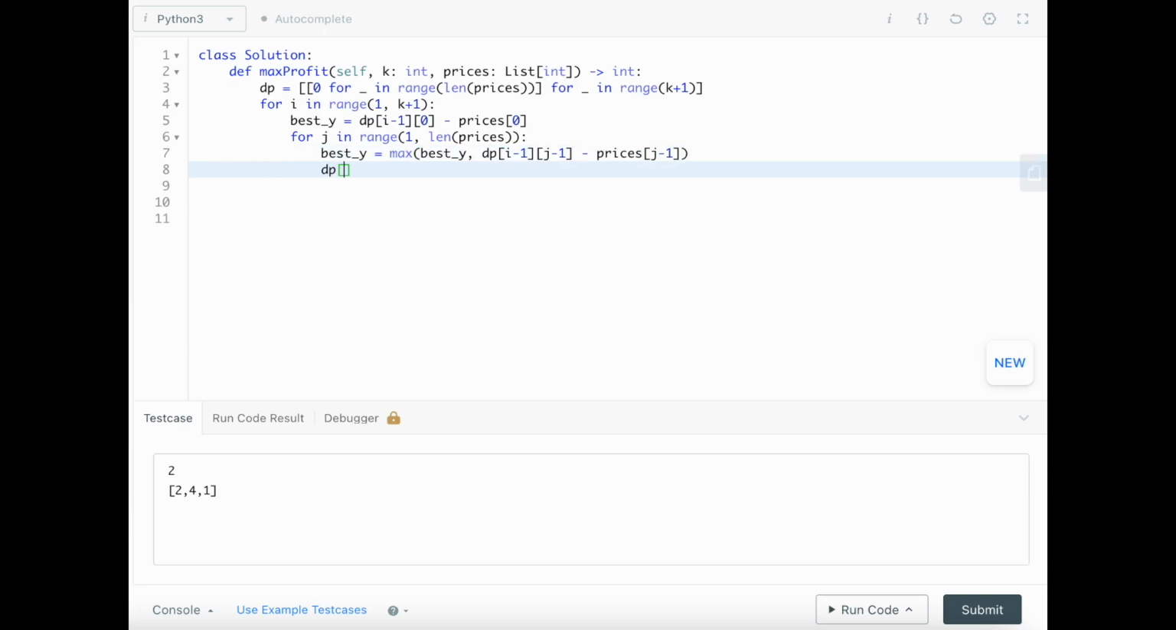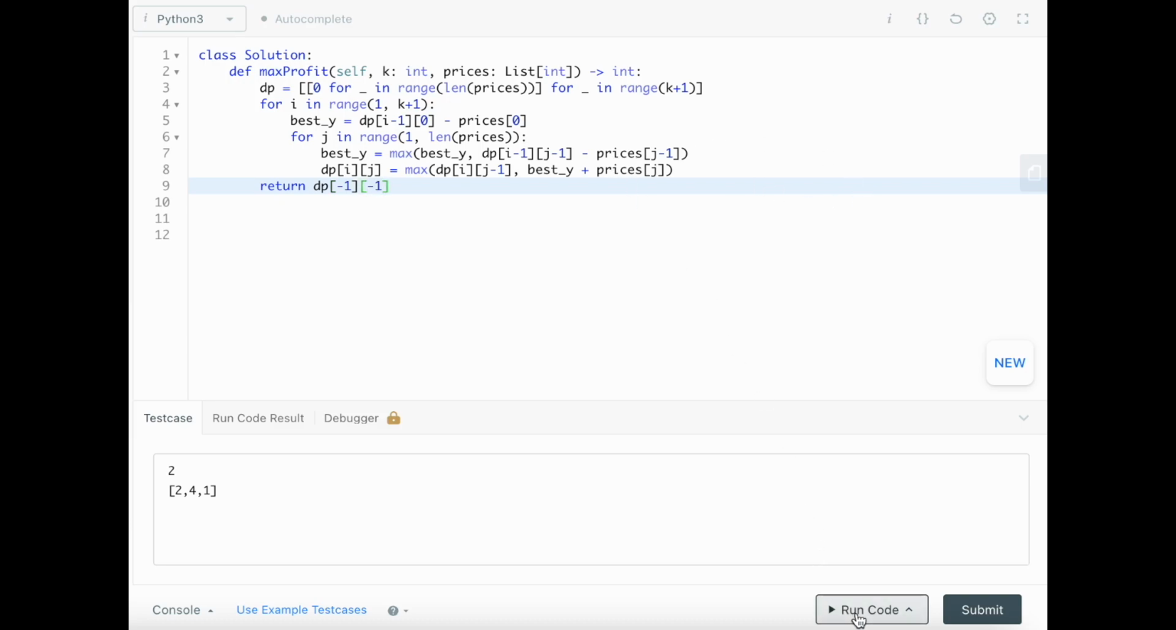And now let's update the dp[i][j]. So dp[i][j] is equal to the max of dp[i][j - 1] comma best_buy plus prices[j], as we are selling the stock at today's price. So we have computed our dp grid. So let's return the maximum profit that we have achieved by making at most k transactions, dp[-1][-1]. I think we are done.